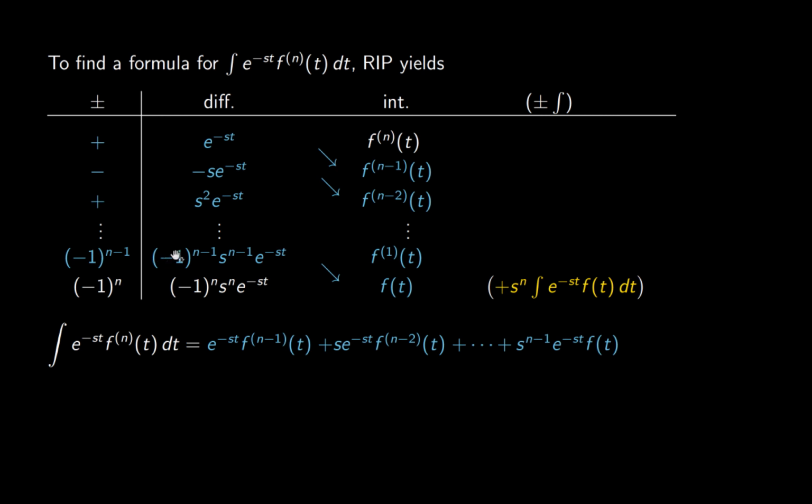And in the second to last row, we pair it with the very last term from the integral column to get s to the n minus 1 e to the minus st times f of t, where the powers of negative 1 have canceled themselves out. And the bottom row, once we take the product of all these terms and integrate it, yields the last term from integration by parts. So of course all that's left to do is to evaluate everything in these expressions here from 0 to infinity.